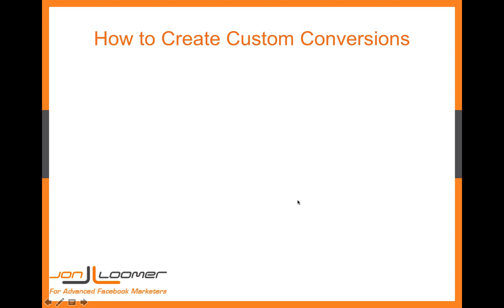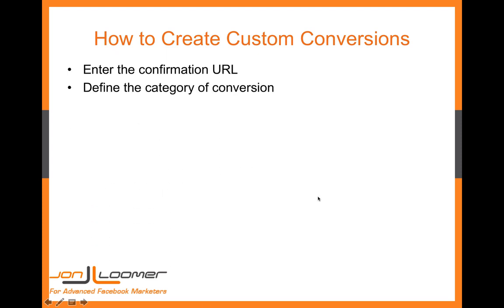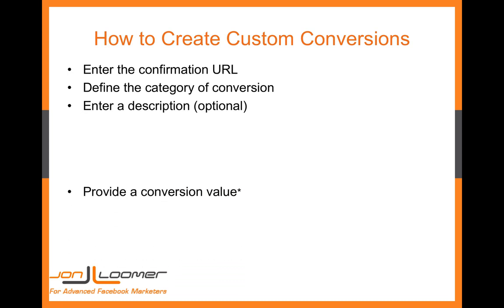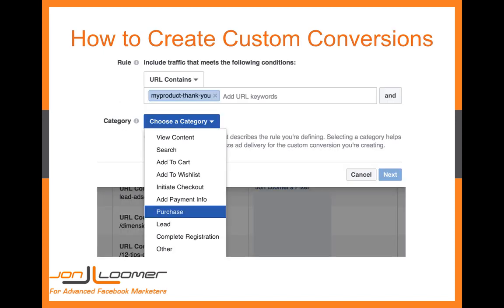So how to create custom conversions? First of all, you want to enter the confirmation URL. Then you want to define the category of the conversion, and then enter a description, which is optional. You can also provide a conversion value. So when you do the URL contains, I gave the example of my product, thank you, and I decided that's a purchase, so I have to choose the category of conversion next.